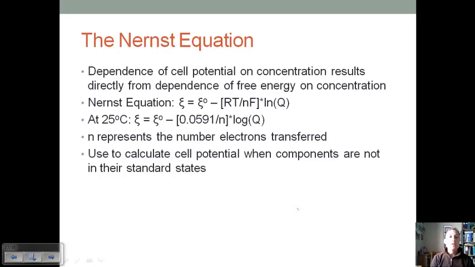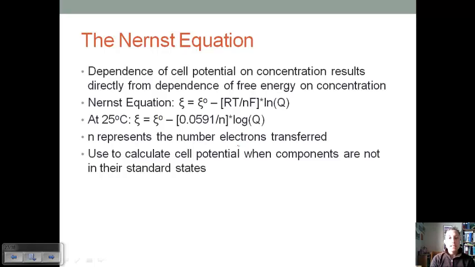So the Nernst equation says that the cell potential is equal to the standard cell potential minus RT, so R being our gas constant, T is temperature, N representing the number of electrons transferred, F representing Faraday's constant, natural log of Q. Remember, Q is similar to K, but Q represents initial conditions, whereas K represents equilibrium conditions. And because not all of our conditions are standard, we're going to use Q.